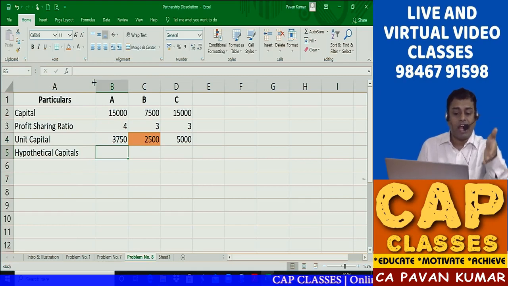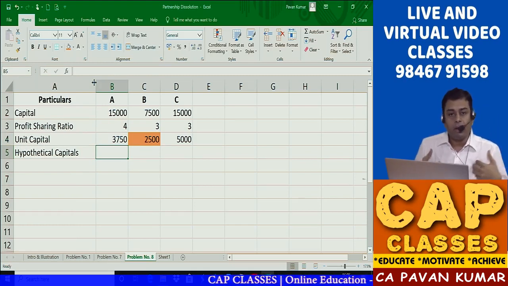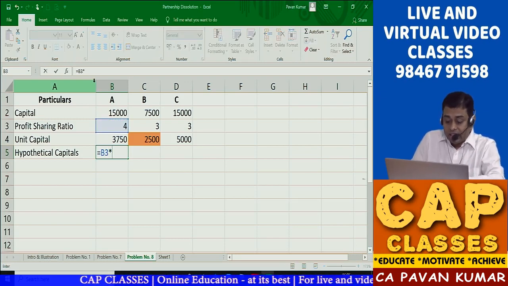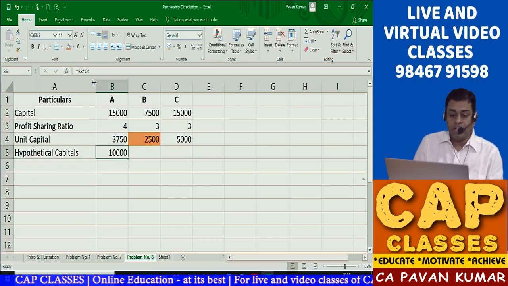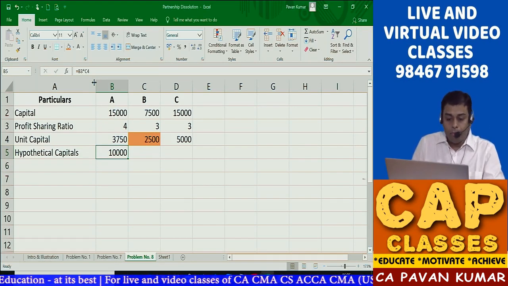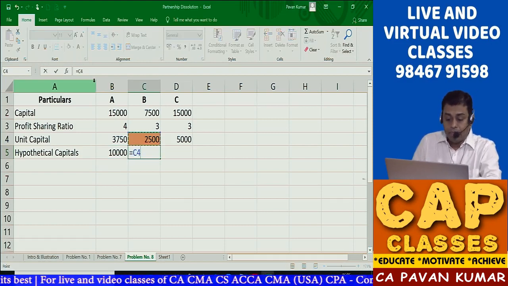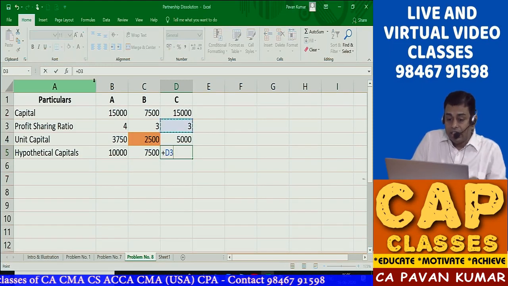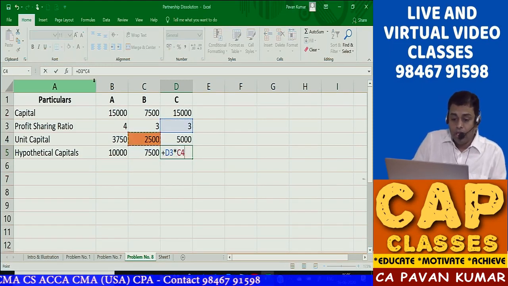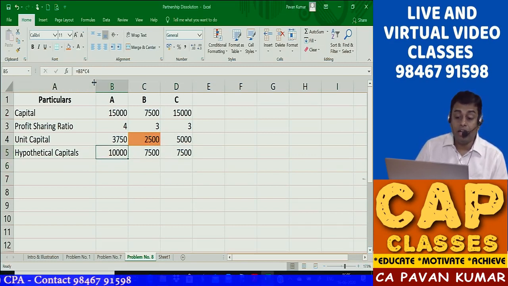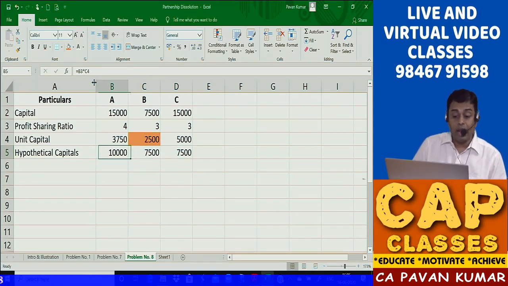For one share, if you are bringing 2,500, for my 4 shares, I'll have to bring only 10,000. So it is this multiplied with this. A has to bring 10,000 comparing to B's capital. B will bring the same, this into his number of units. C will bring his number of units into the lowest unit capital. So A's hypothetical capital is 10,000, B's is 7,500, C's is 7,500.